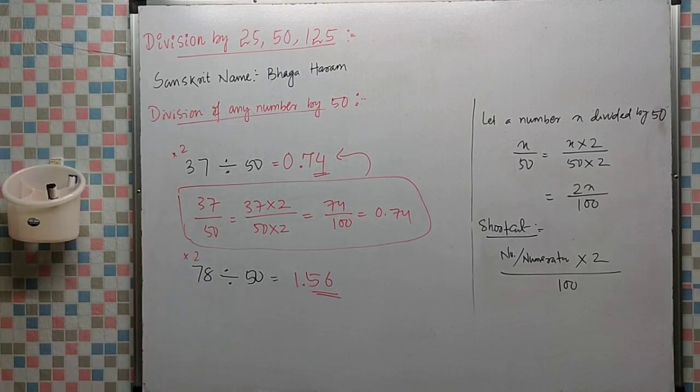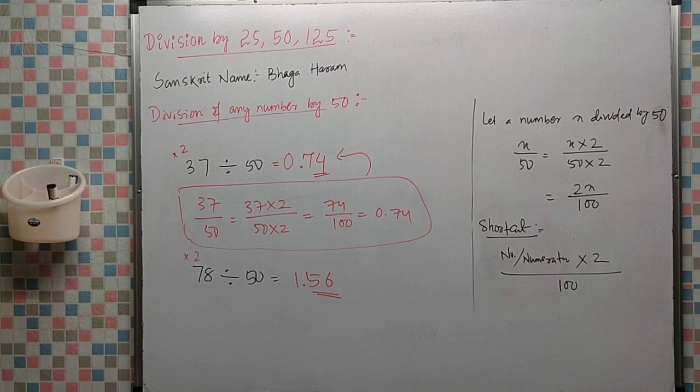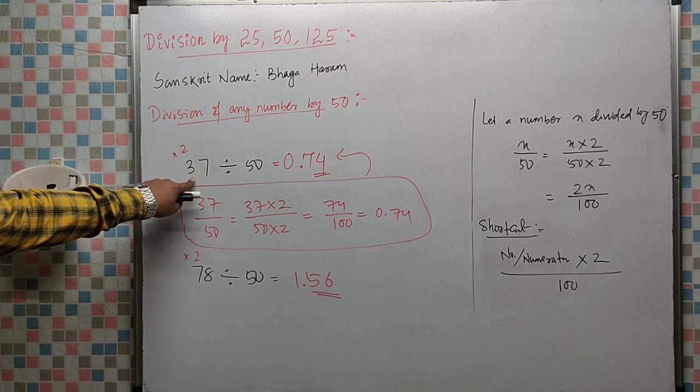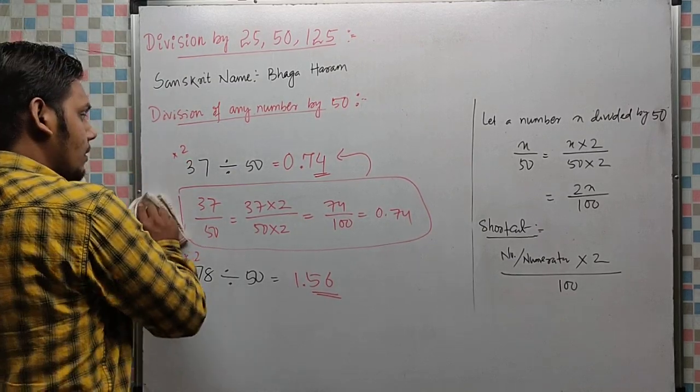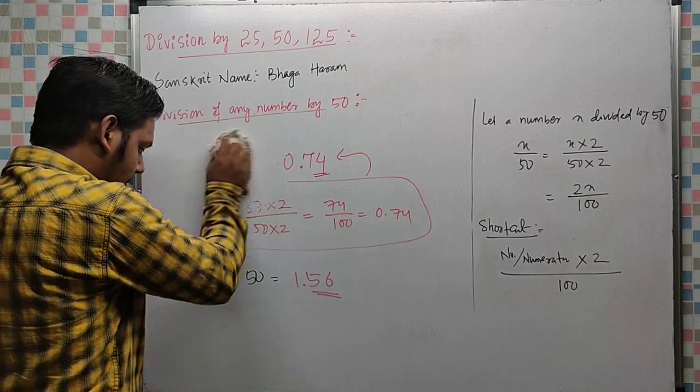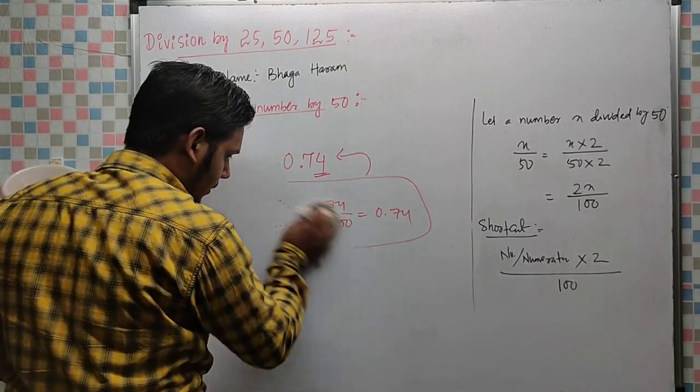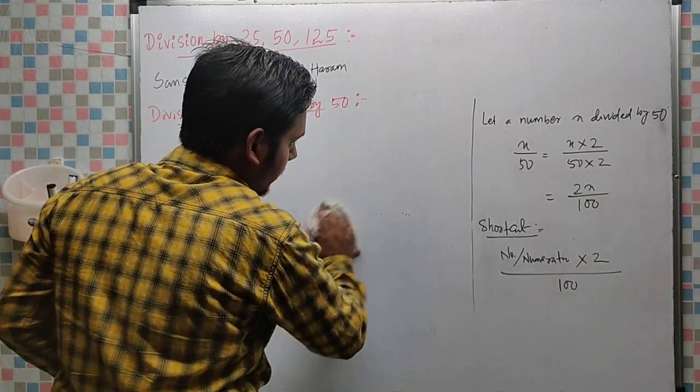You can take the screenshot also. You have to multiply 2. In case of 25, what you have done? You have multiplied 4, but in case of 50, you have to multiply 2. You have to multiply 2 with this number, or you can say the numerator or the dividend. Okay. Now, next 3 digit and 4 digit you will see. 5 digit also, same method you have to use.